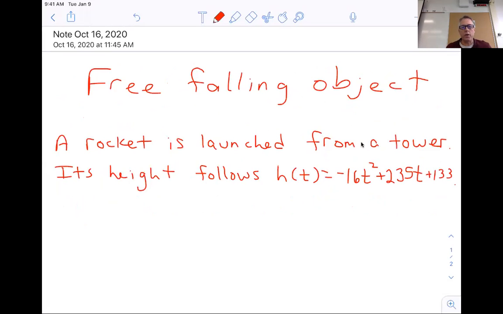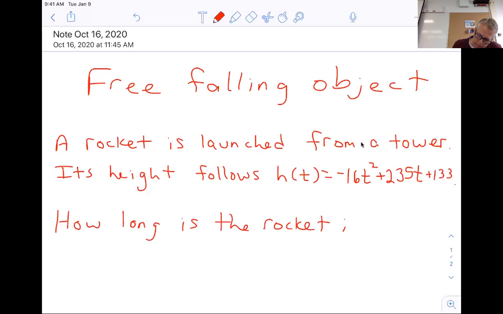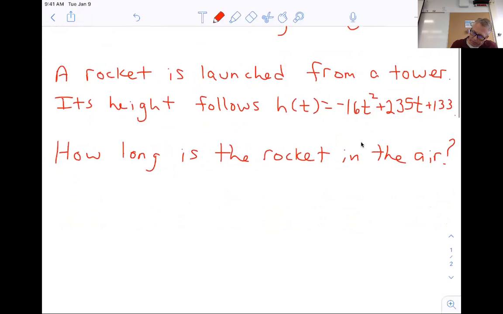Okay, so h is the height, so the output is the height, the input t is for time. So it's the height after a certain amount of time. This height follows and can be found by that function. So we're going to answer a couple questions. How long is the rocket in the air? And we probably could figure out what is its max height.